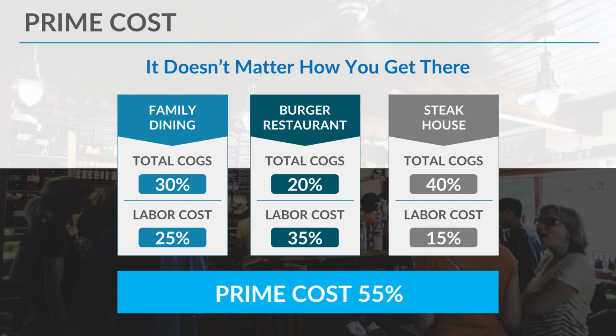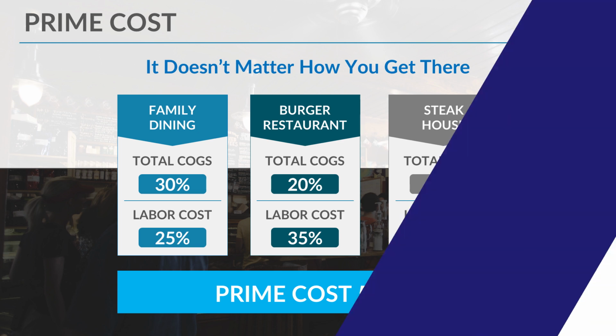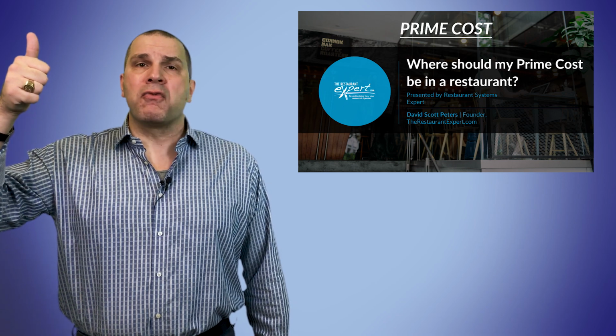I don't care if you run a 30% cost of goods sold, 25% labor cost, that's 55. I don't care if you run 25% cost of goods sold, 30% labor cost, that's 55. I don't care if you're a steakhouse using cash contribution as one of your strategies with a 40% food cost because you run a 15% labor cost. Why? Because the ring at the register is really, really large.